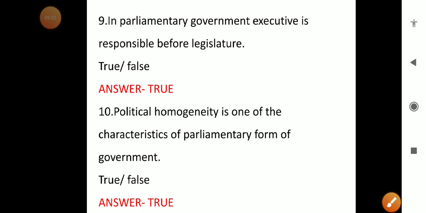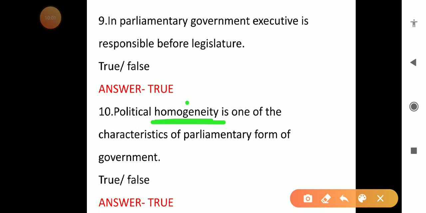Next question is, political homogeneity is one of the characteristics of parliamentary form of government. Now what is homogeneity? You must understand homogeneity, एक सारता, people with similar ideas form a party. So political parties are formed on the basis of ideologies, following one ideology only, right? So they become one. When the government is formed, it is taken into consideration that people from the same kind of ideology should form the government. So political homogeneity is one of the characteristics of parliamentary form of government.